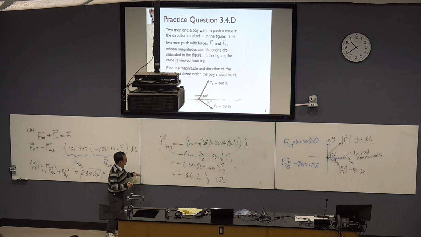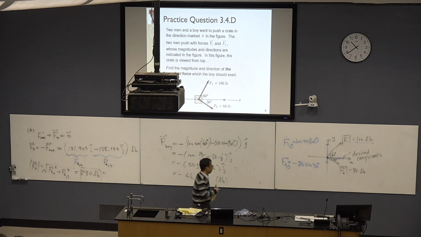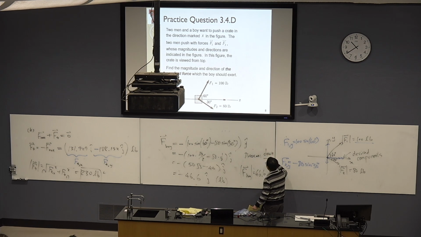So now you can see, what's the magnitude of the force exerted by the boy? It's just 46.6 pounds, right? And the direction will be downward. So is that clear? So the magnitude of the minimum force will be 46.6 pounds, and the direction is down, okay? Downward. That's how you answer such a question here. Okay?